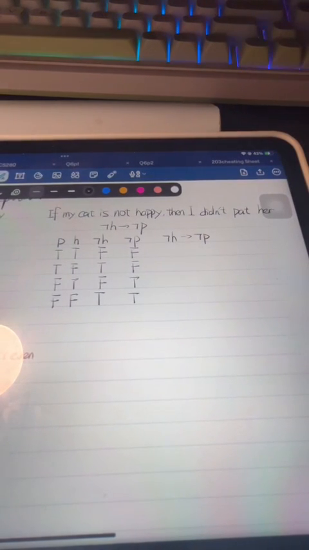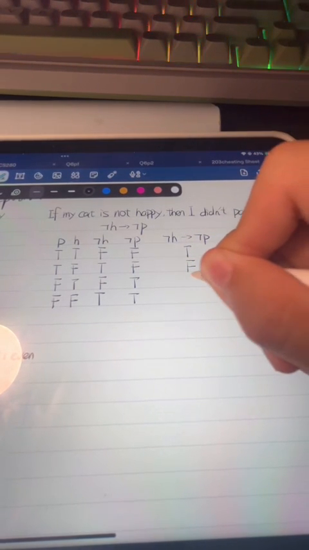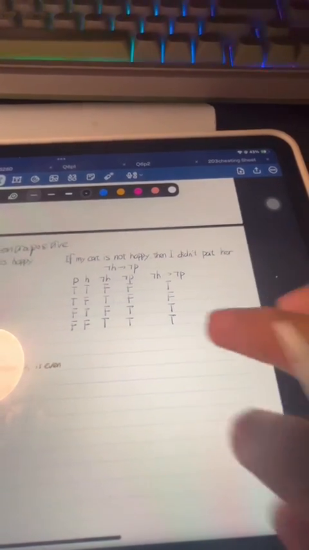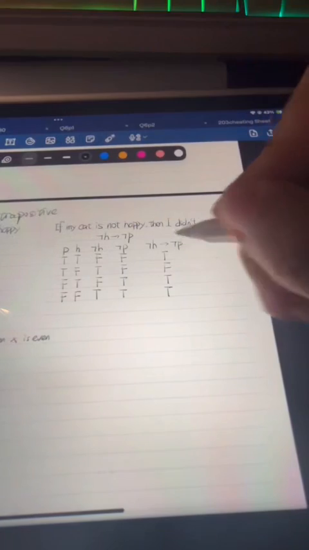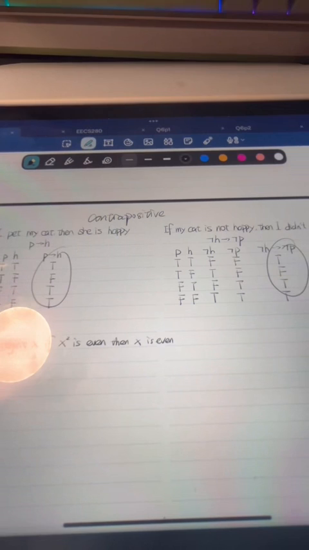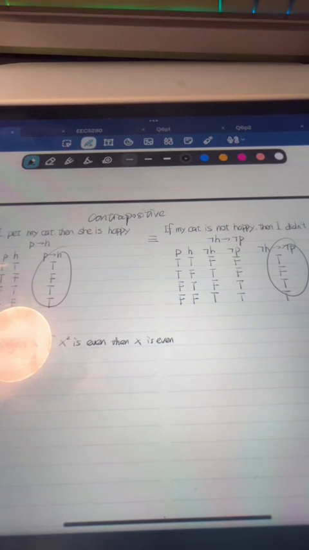Now we can use the if-then statement: false to false is true, true to false is false, false to true is true, true to true is true. So now we can see that these two statements are equivalent. For this part it's true, false, true, true, and for this part it's also true, false, true, true. So if P then H, and if not H then not P, are equivalent. That is the contrapositive. We can use if not H then not P to substitute if P then H.